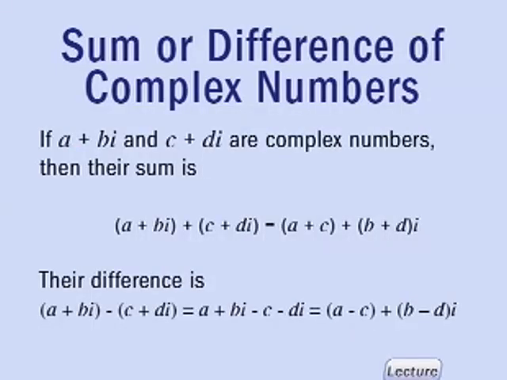Sum or difference of complex numbers. If a plus bi and c plus di are complex numbers, then their sum is (a plus bi) plus (c plus di) equals (a plus c) plus (b plus d) times i. Their difference is (a plus bi) minus (c plus di), which equals (a minus c) plus (b minus d) times i.